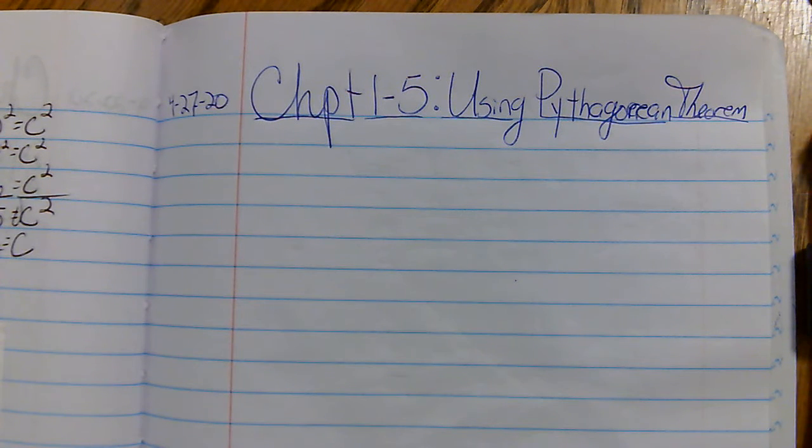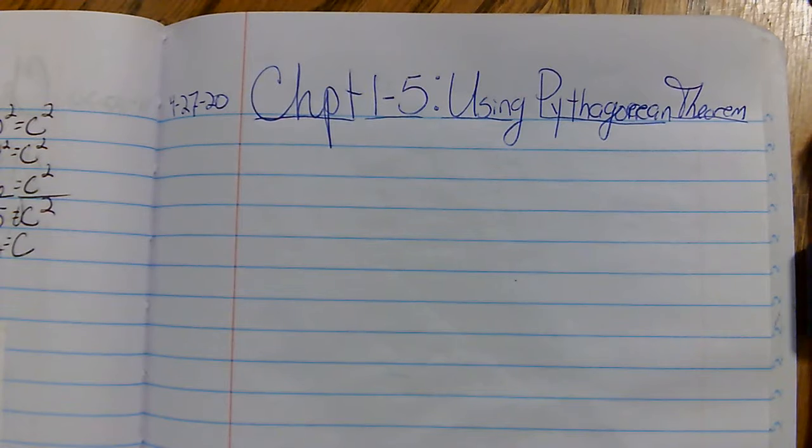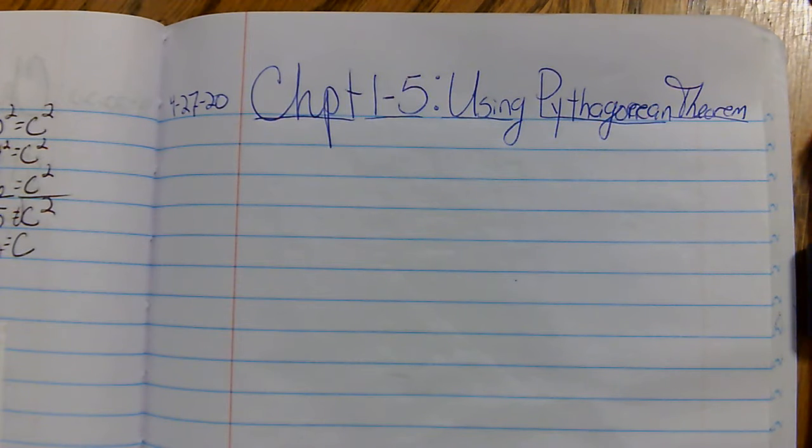Good morning, 6th grade. We are going to go ahead and get started on the next section of this chapter. It's called Using the Pythagorean Theorem, but really what we're going to be doing is, instead of finding the measurement of the hypotenuse, today we're going to be finding the measurement of a missing leg.